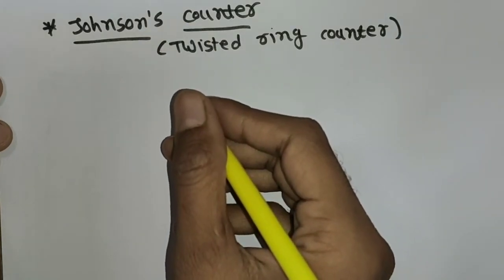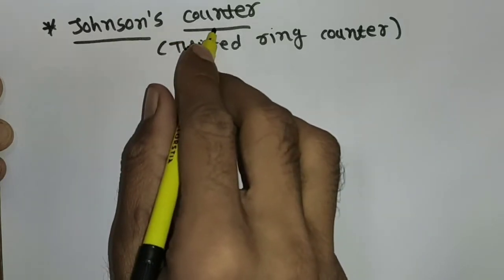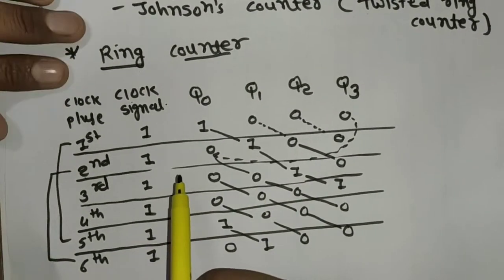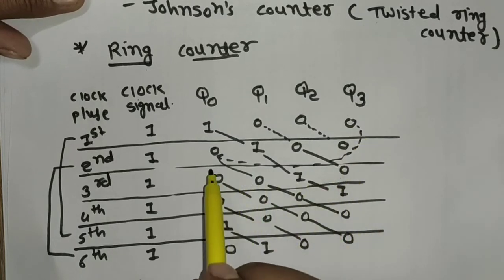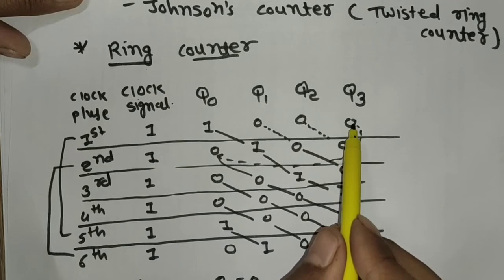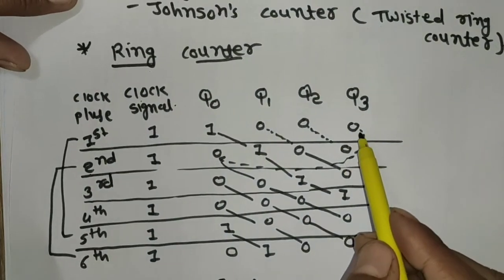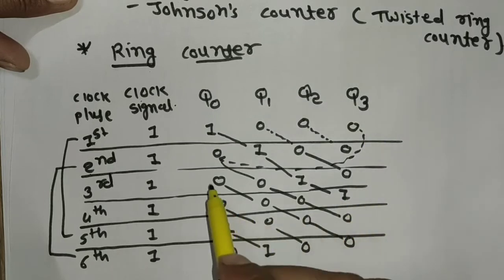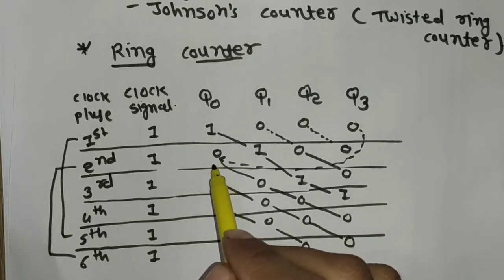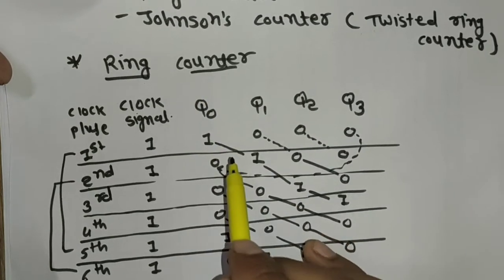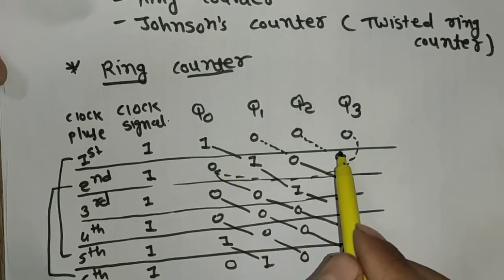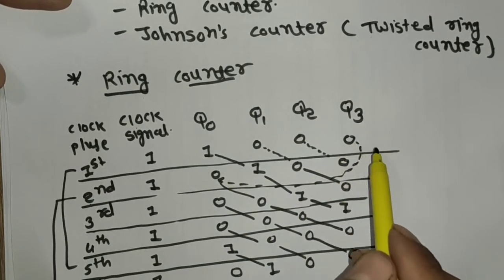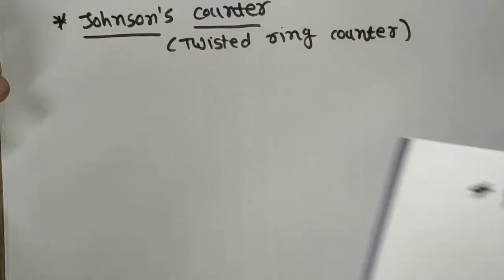So now how do we design the Johnson counter? That logic is similar to the ring counter, but there is only one difference. So this is the logic of the ring counter: the last bit goes into the first bit. Now in the case of the Johnson counter, the complement of the last bit enters the input of the first bit. This is the major difference between ring counter and Johnson counter. Here the same bit goes into the first flip-flop, but in the case of the Johnson counter, the complement of the last bit goes to the input of the first flip-flop.